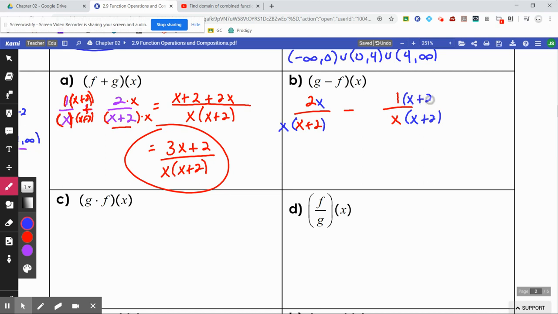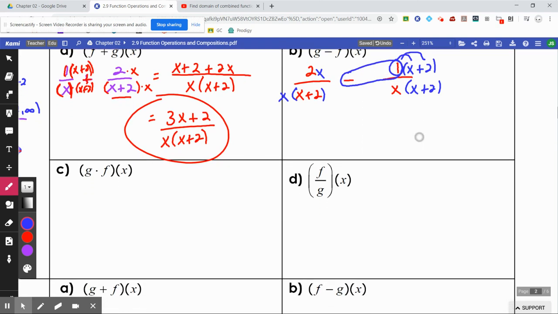Now, again, the one thing that people miss is when they distribute the 1 to get rid of these parentheses, which is wrong. Anytime you have subtraction, you have to distribute that minus with it. So your denominators are x times x plus 2, which again shows you why x can't be 0 or x can't be negative 2.